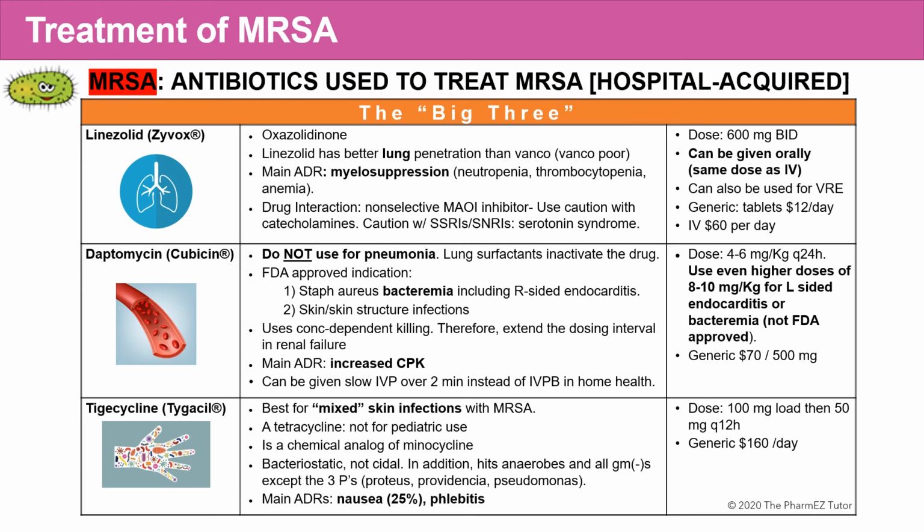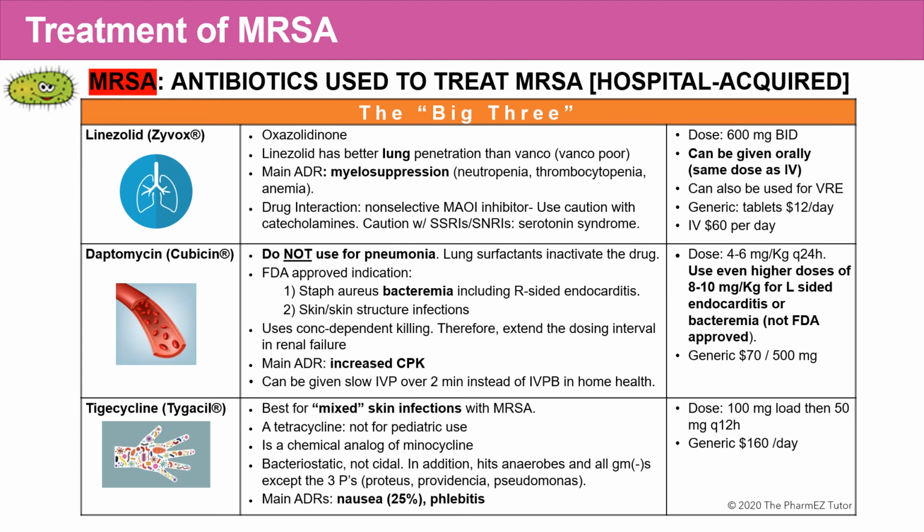the expanded spectrum of tigecycline is that it does hit anaerobes and all gram-negatives except for what I call the 3 Ps: Proteus, Providencia, and Pseudomonas. So we'll go over this a little bit more in the gram-negative discussion. The main adverse drug reaction is nausea, which happens in about a fourth of patients, and phlebitis, as all tetracyclines can cause when given IV. The dosage is a 100 milligram loading dose and then 50 milligrams every 12 hours. And it is generic, and so it has become more affordable than it was when it was a trade drug.